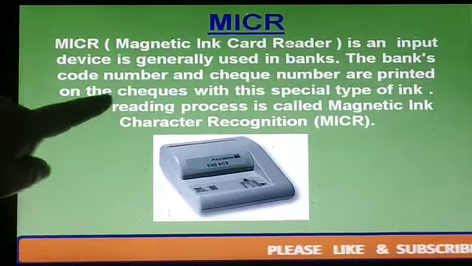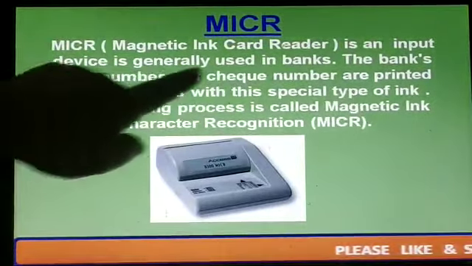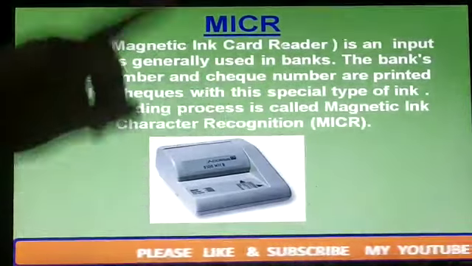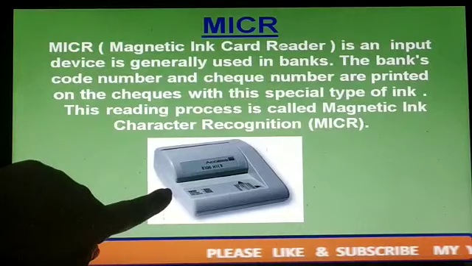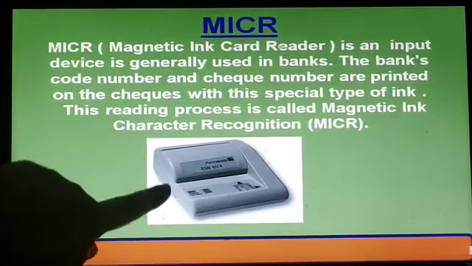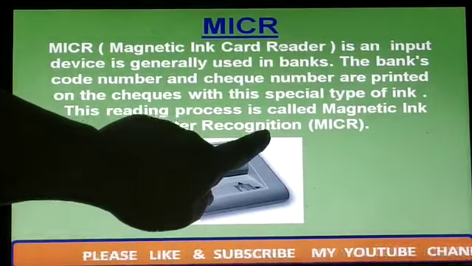In the check you have seen the code number and the check number. These are printed with the special type of ink and used in MICR, and this process is known as magnetic ink character recognition.